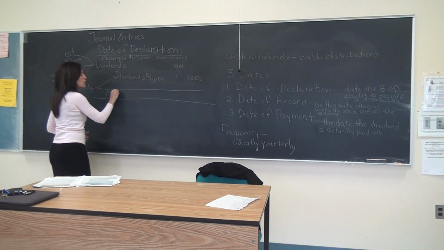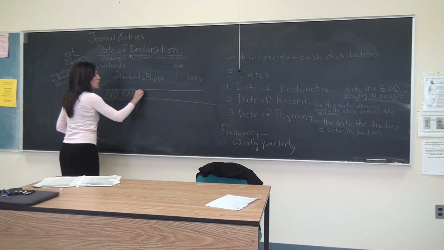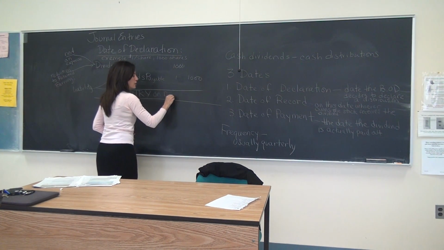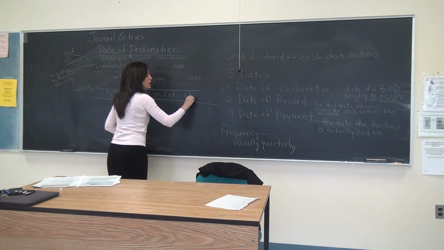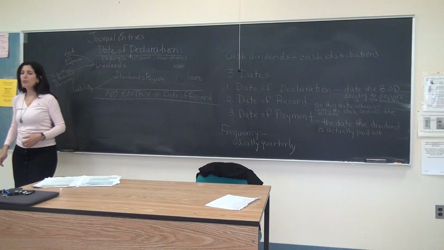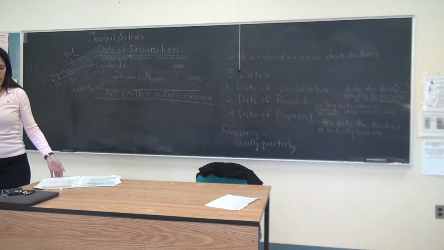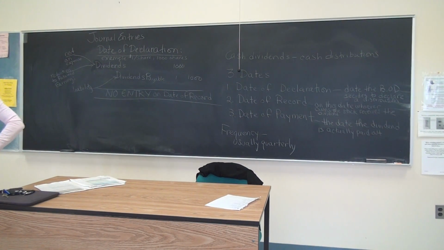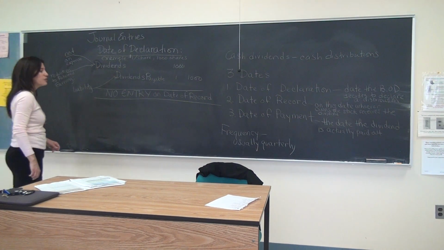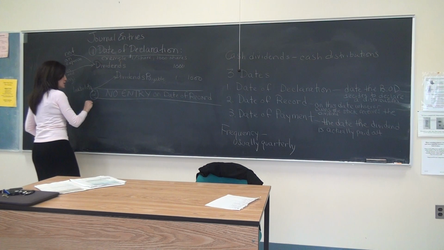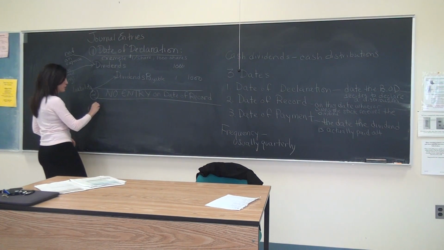No entry occurs on the date of record. Date of record is merely a date that's been designated by the board of directors as the day that whoever owns the stock is going to receive the dividend. We just need to get the list ready on that date as to who is going to get the dividend. Okay? So third is the journal entry for the date of payment.